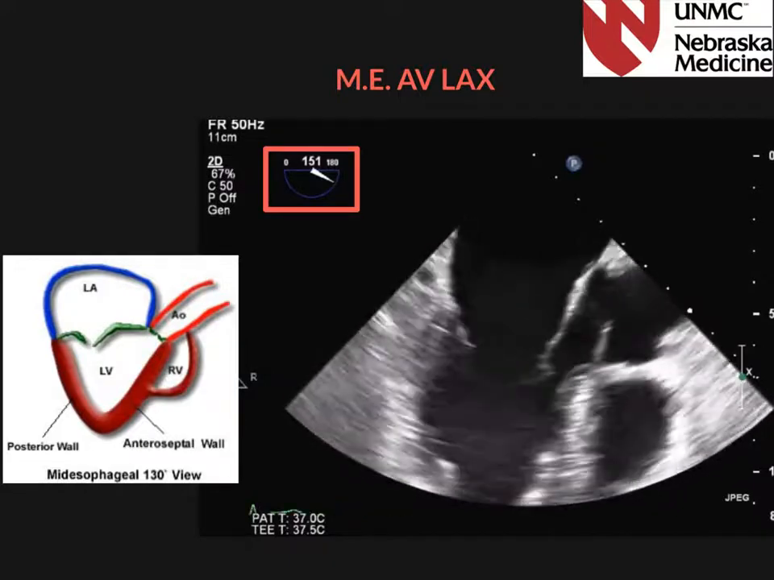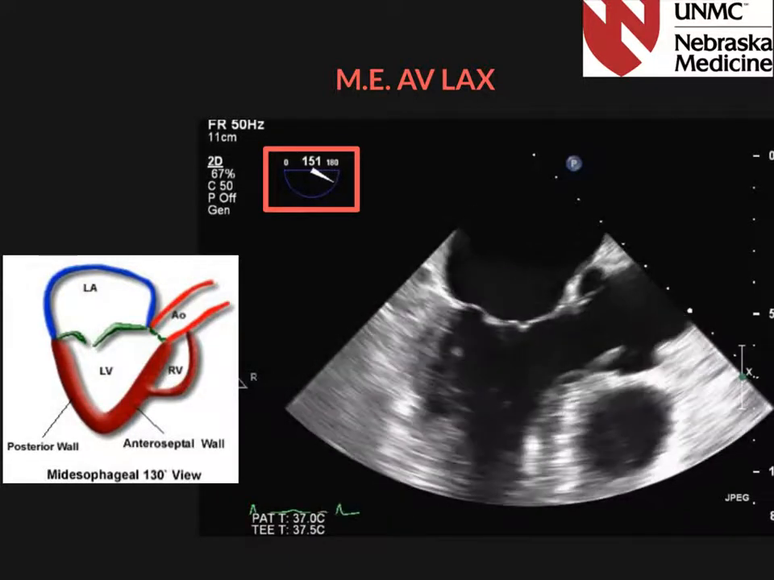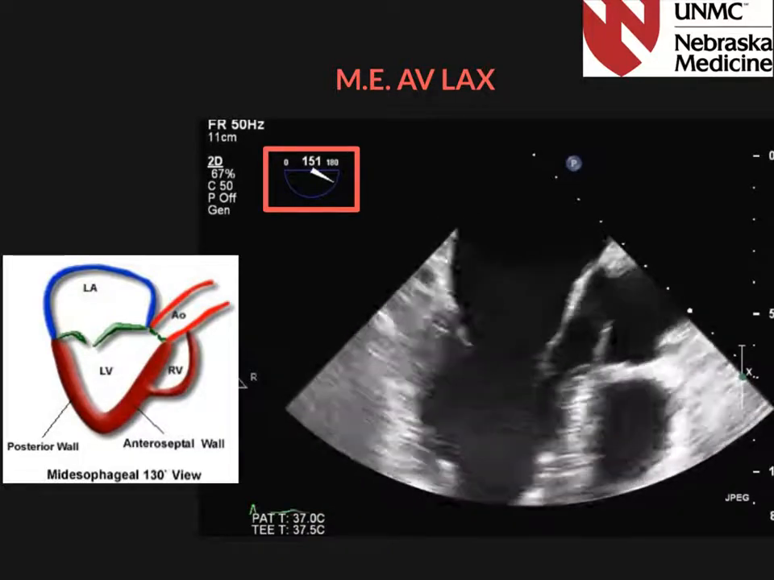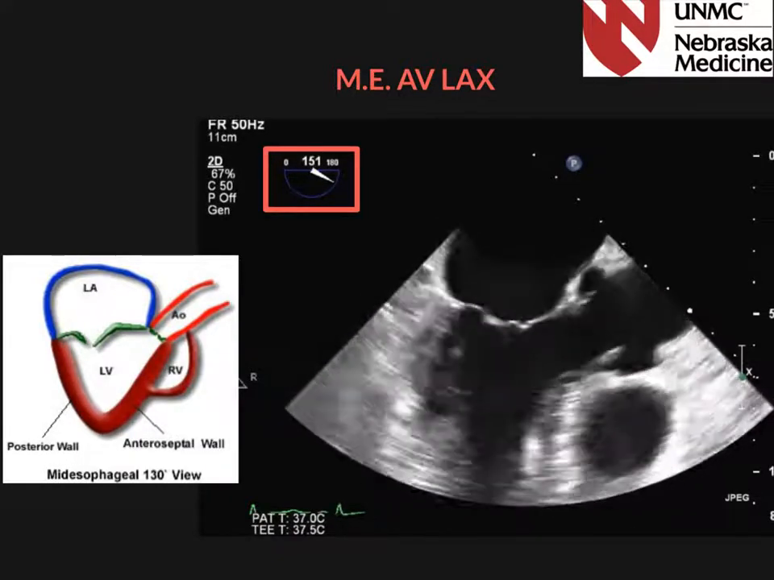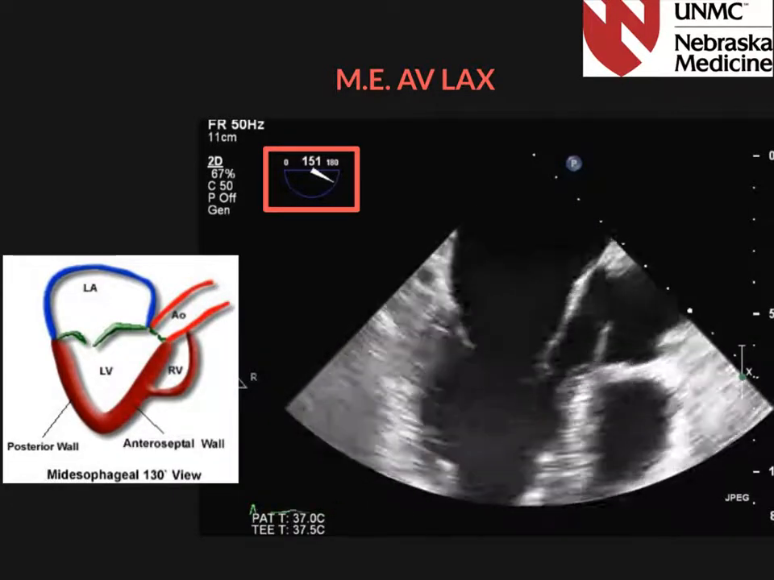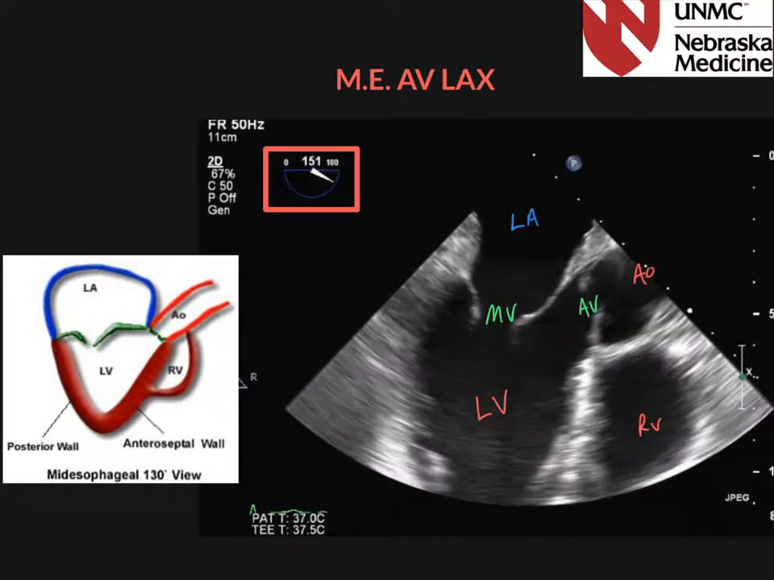Now in the long axis view, we will want to measure an accurate LVOT diameter, as well as evaluate the aortic valve for any insufficiency, and lastly to evaluate the proximal aorta for any other abnormalities.